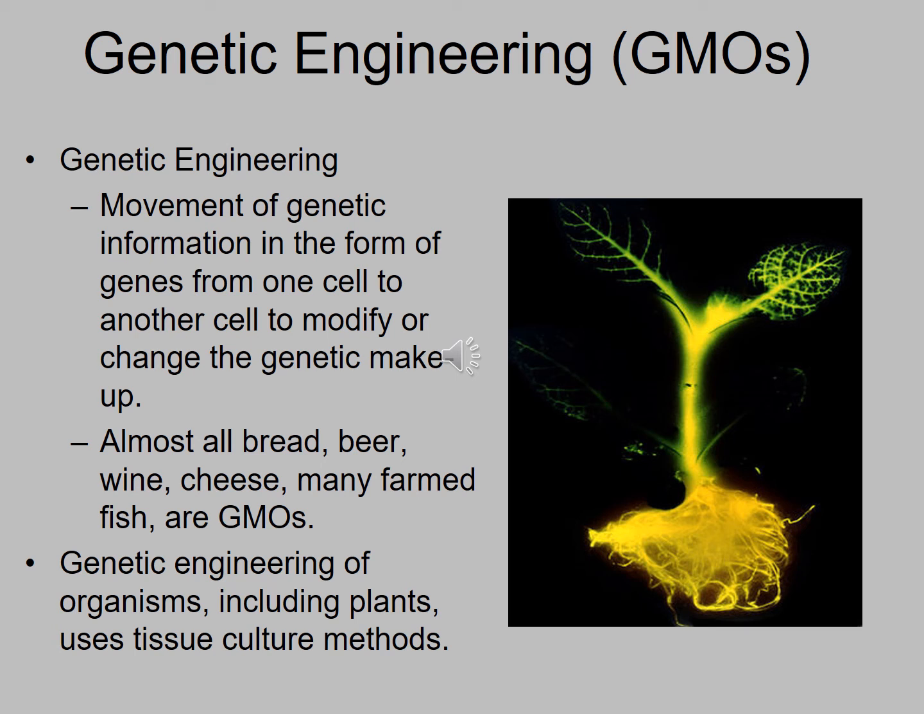So almost, well, you might already know this, but almost all the bread that's out there on the market, beer, wine, cheese, lots of the fish that we buy, including shellfish, are all genetically modified organisms. So this has become a very important method, this tissue culture, in a very, very lucrative industry.